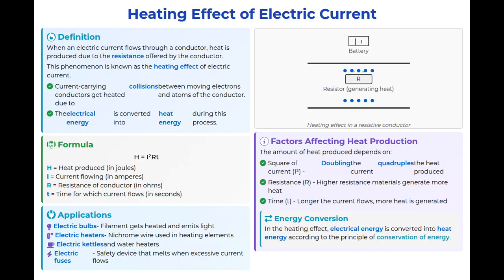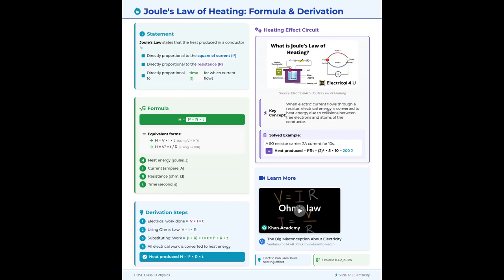Have you ever held your hand near a working light bulb or an electric iron and felt that heat? That is a direct manifestation of the heating effect of electric current, a phenomenon also known as Joule heating. Whenever current flows through a conductor that has resistance, some of that electrical energy is inevitably converted into heat energy. This effect is described perfectly by Joule's law of heating.